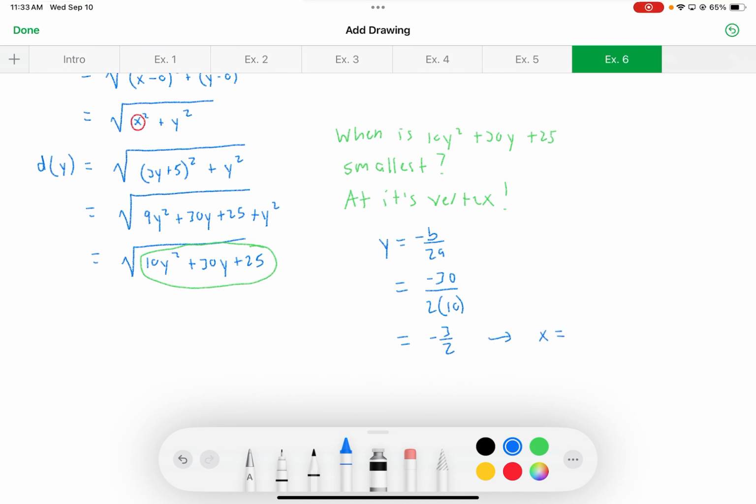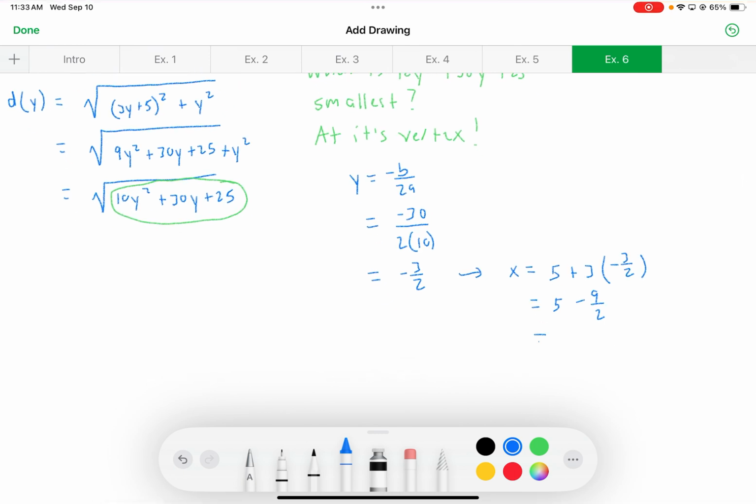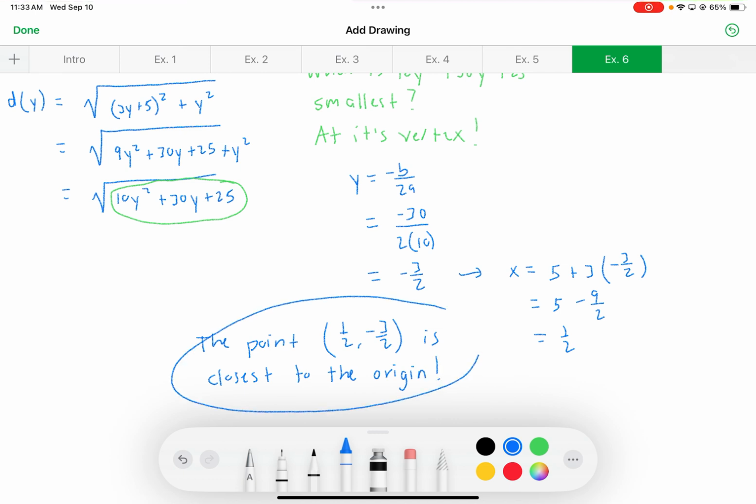To get the x-coordinate, use the original linear function. That's 5 minus 9 halves, which isn't that just 1 half? So the point 1 half, negative 3 halves, is closest to the origin on this particular line. How about that?